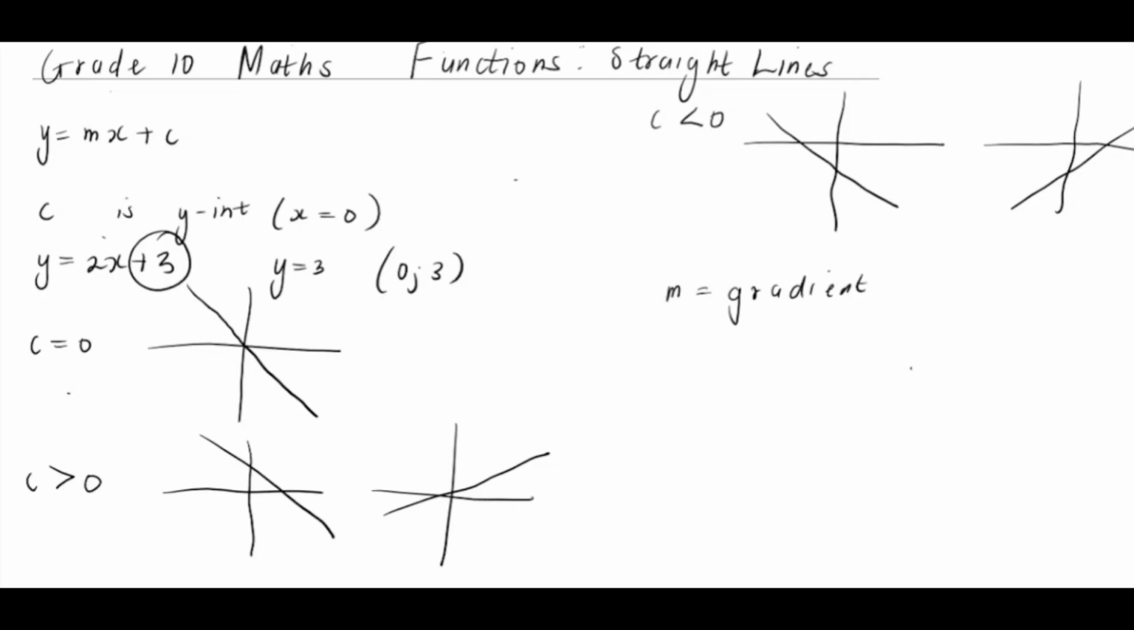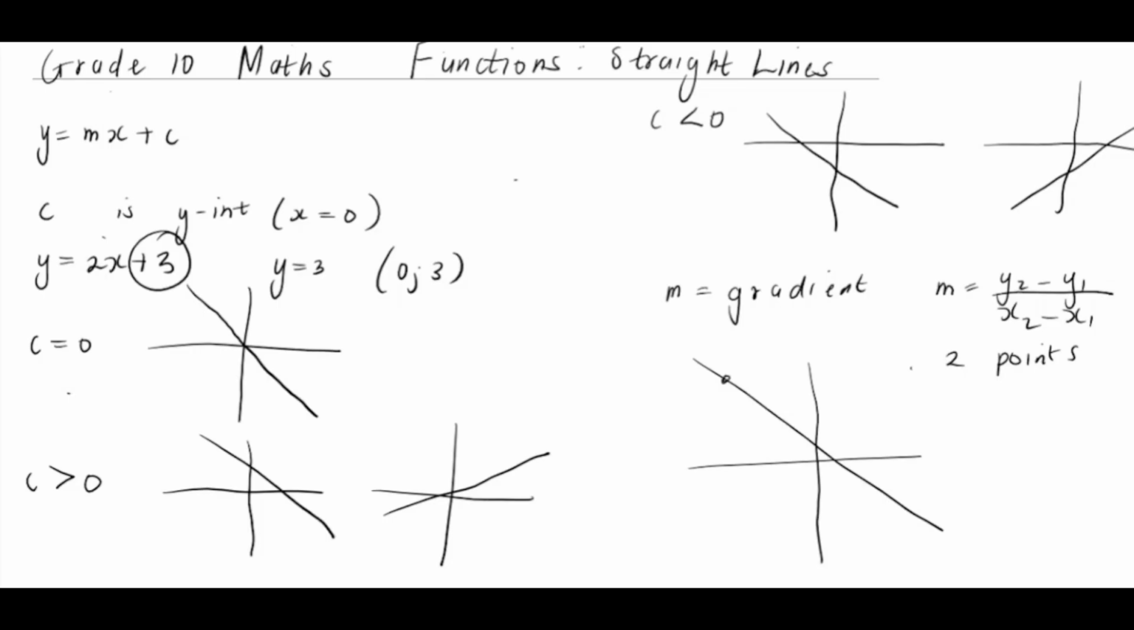Next, we're going to look at m, the gradient. The equation of the gradient is m is equal to y2 minus y1 over x2 minus x1. That means for the gradient, we need at least 2 points. So say, for instance, we are given a straight line with points A and B, and they ask us to find the gradient of the line f.